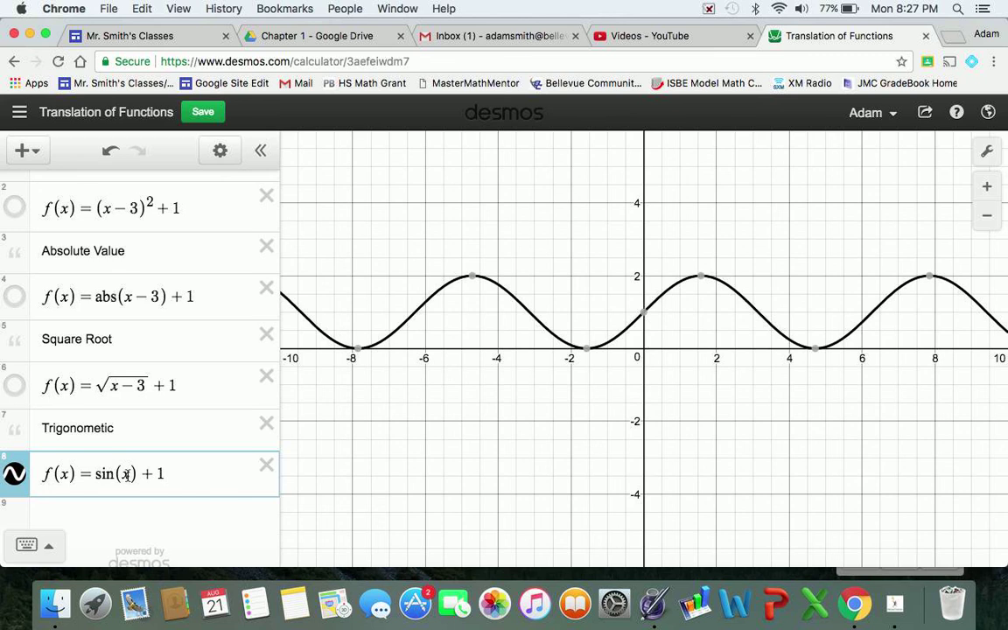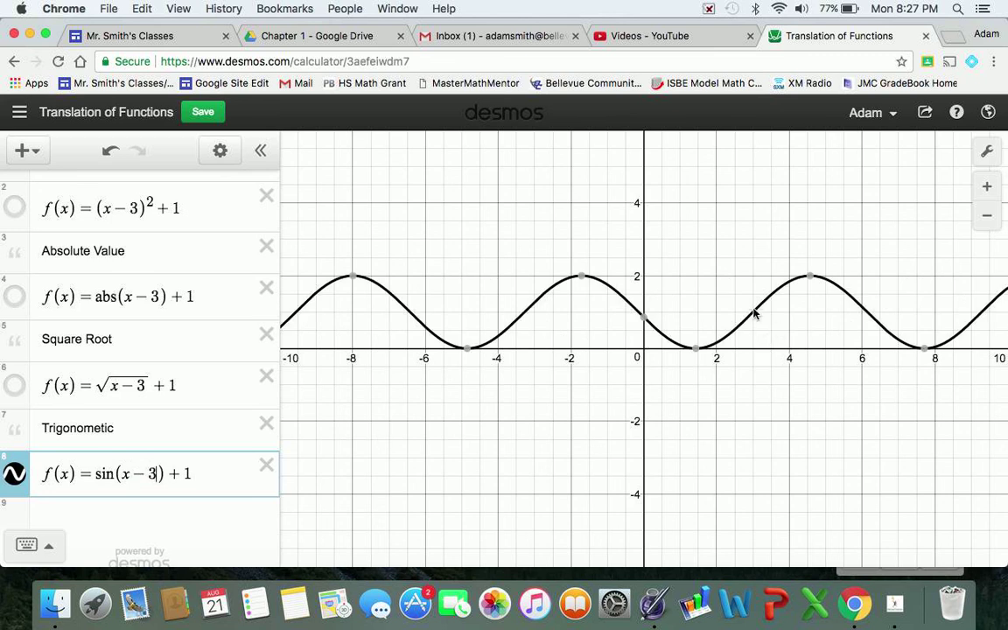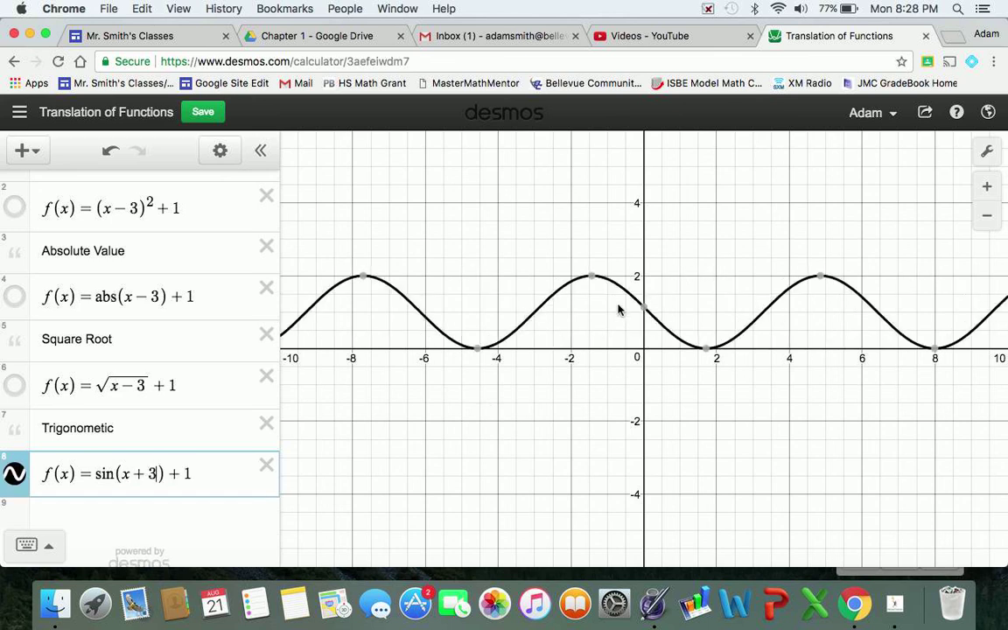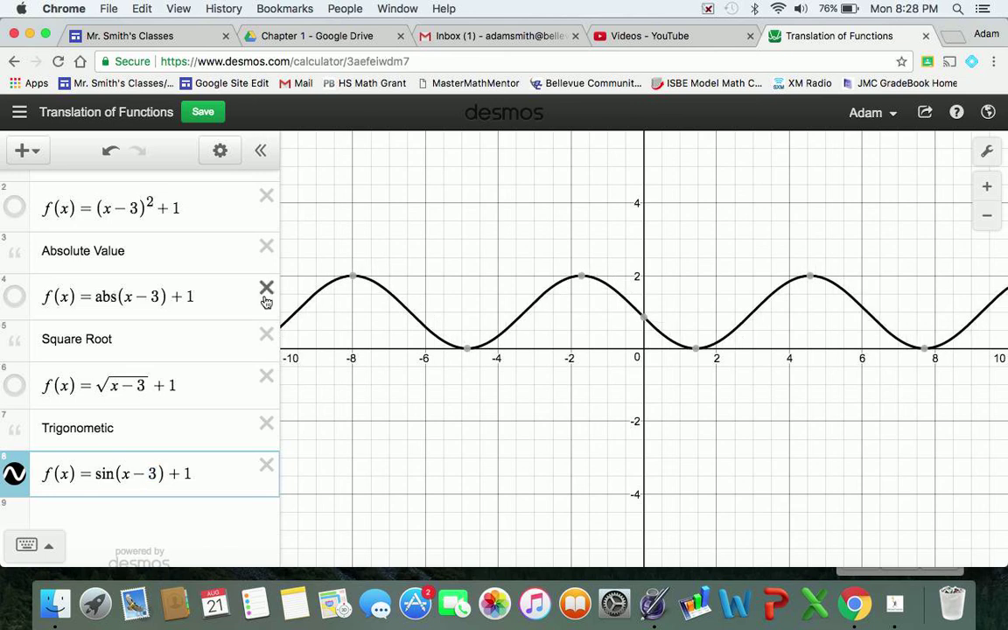So plus 1. Let's throw that minus 3 back in. We were at 0 comma 1, and this minus 3 made that go over here to 3 comma 1. Okay, if I were to change this to a plus 3, now instead we have negative 3, 1 right there. Okay, so this is the left, right. Same thing with all of these.